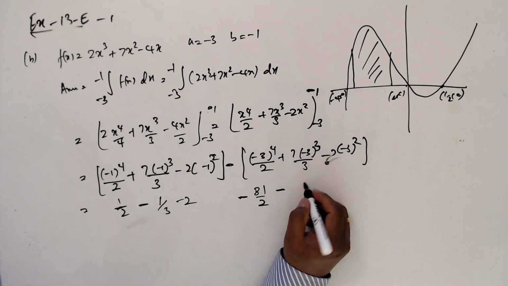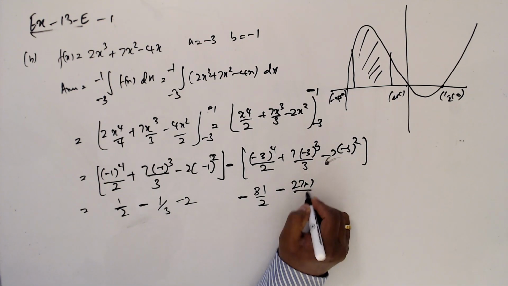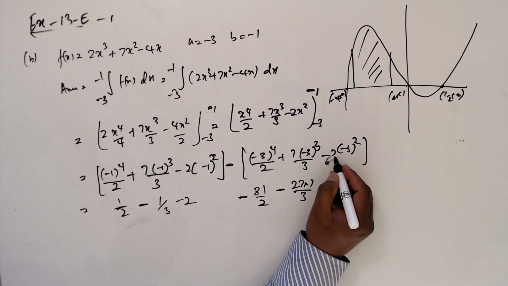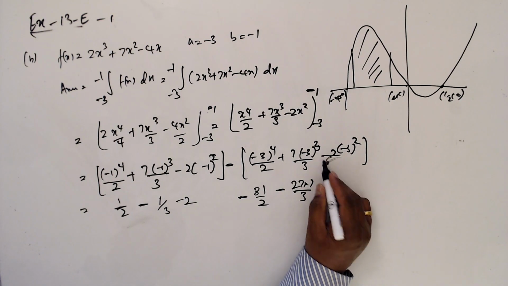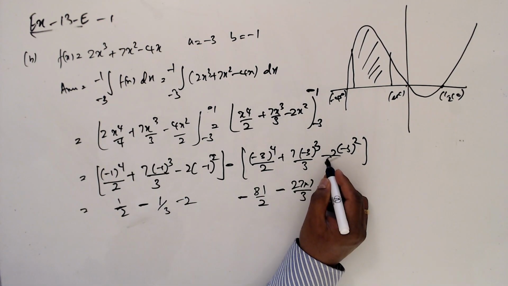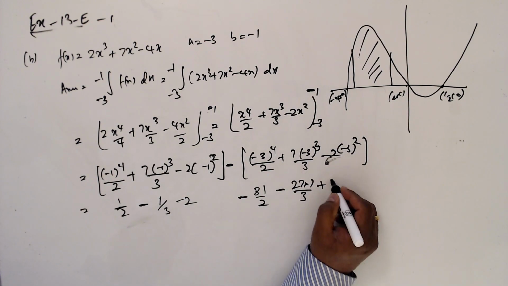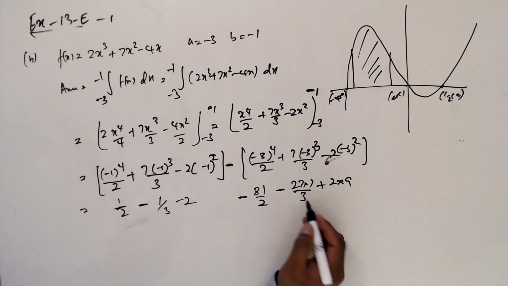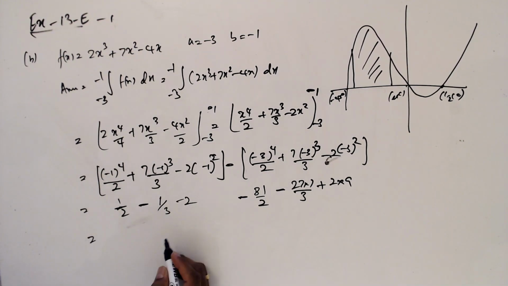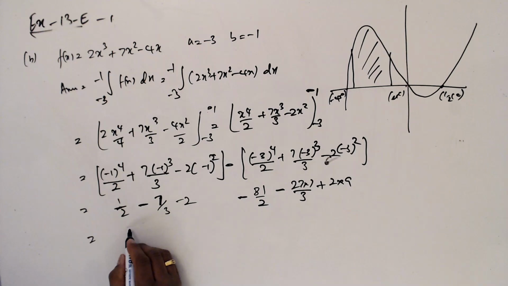27 times 7 over 3. And this is going to be positive, minus times minus positive, 2 times 9. And the answer should be 36 2 over 3.